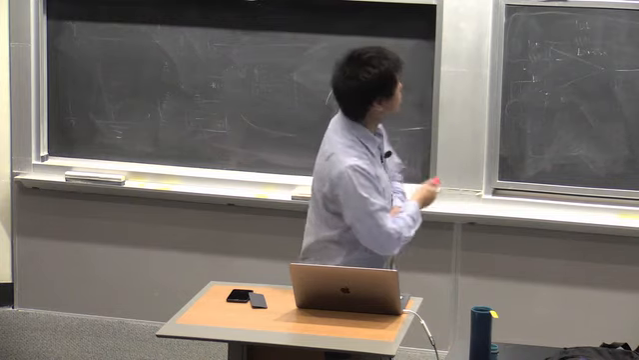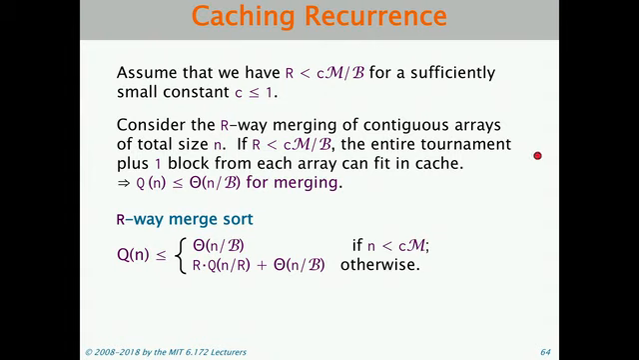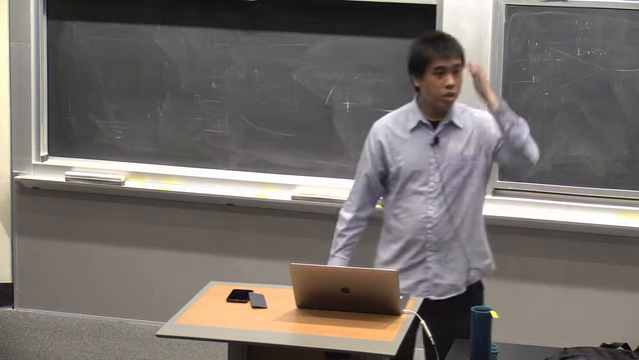So the recurrence for the R-way merge sort is as follows. If n is less than Cm, then it fits in cache. So the number of cache misses we pay is just theta of n over B. And otherwise, we have R subproblems of size n over R. And then we add theta of n over B to do the merge of the results of the subproblems. Any questions on the recurrence here?